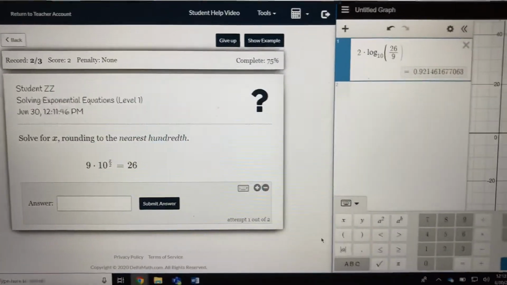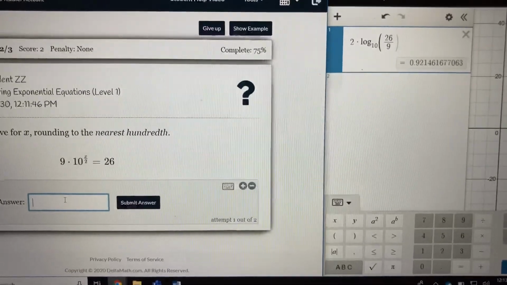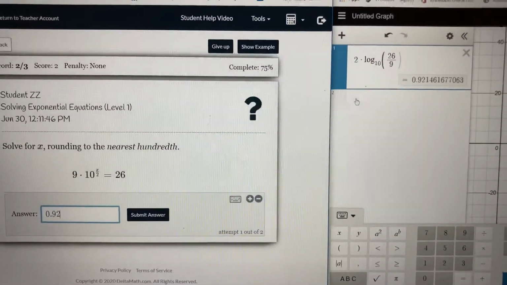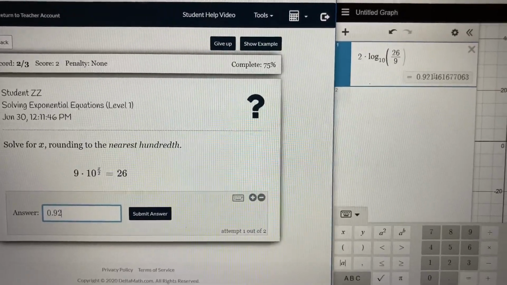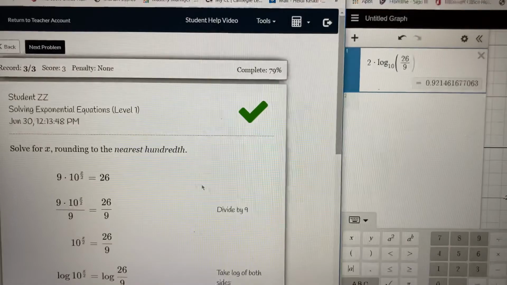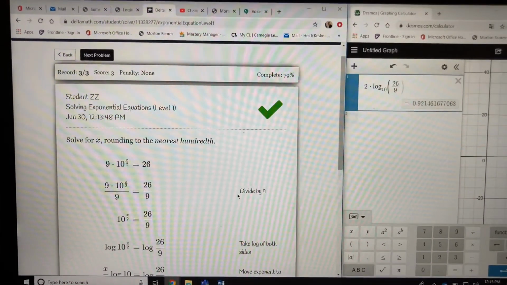And it gives you 0.92 because it wants just 2 decimal places. You may have to round up if that third number is greater than 5. But here it's not, so we're going to submit. So that is how you solve level 1 exponential equations.